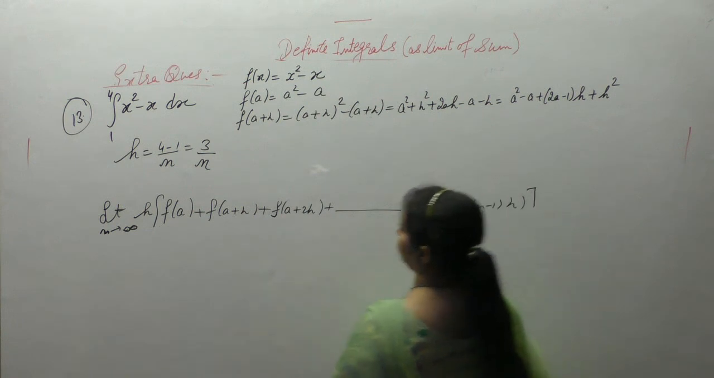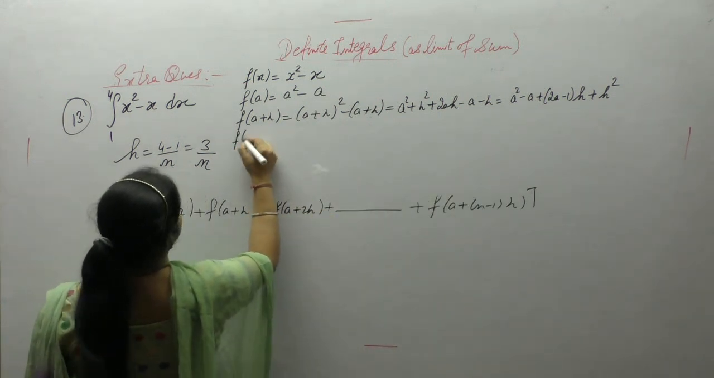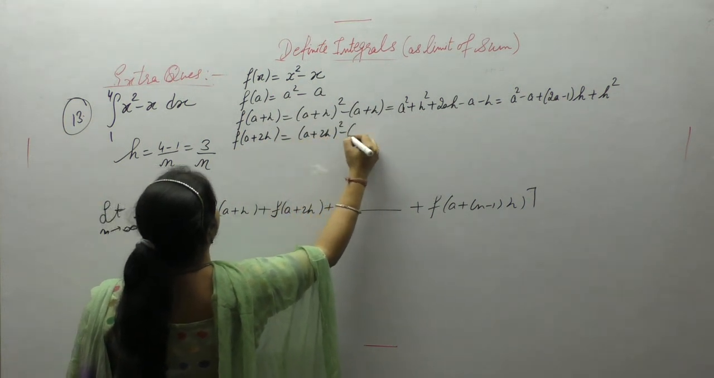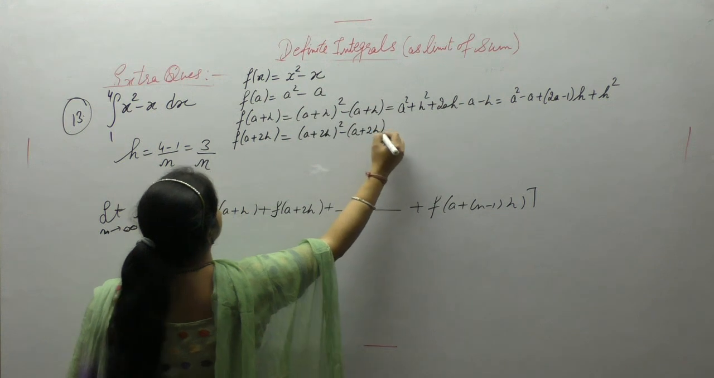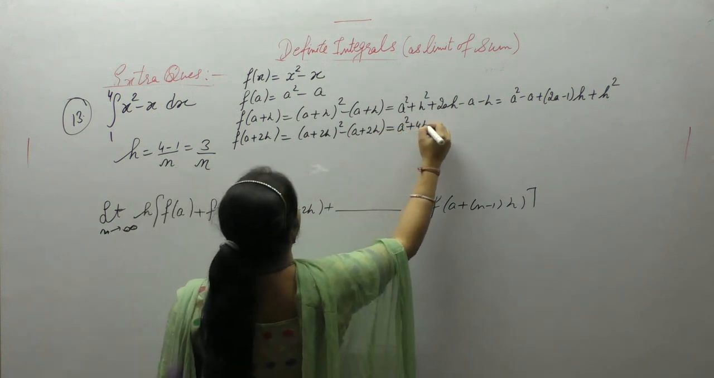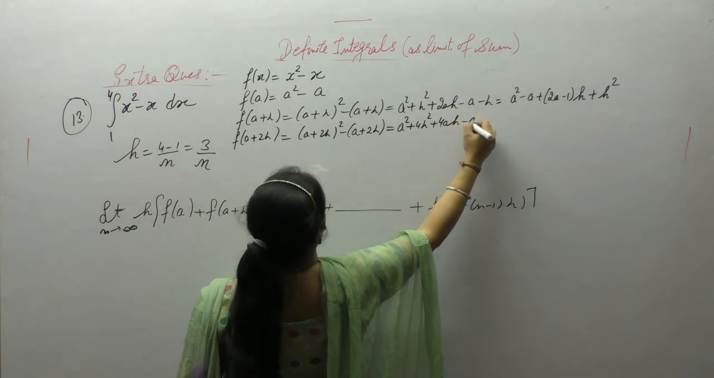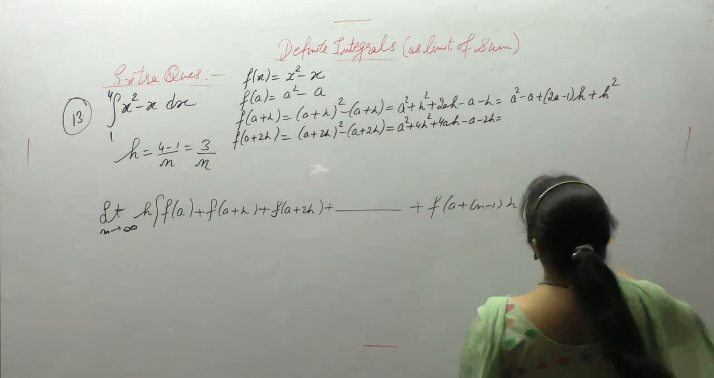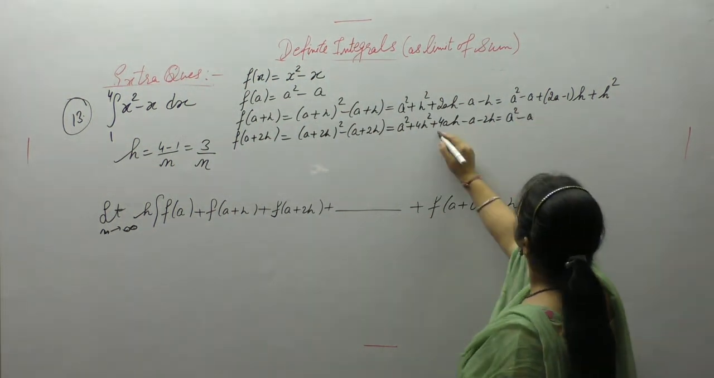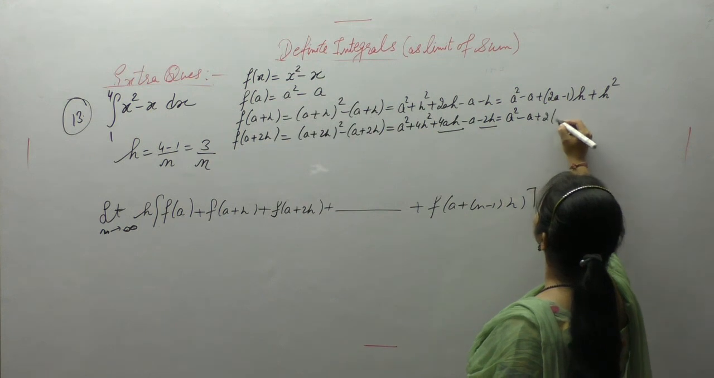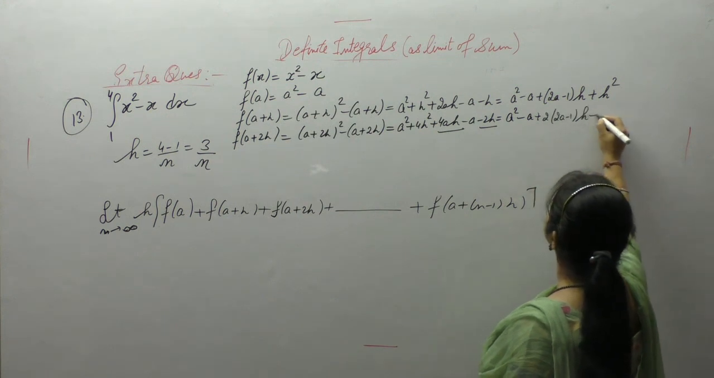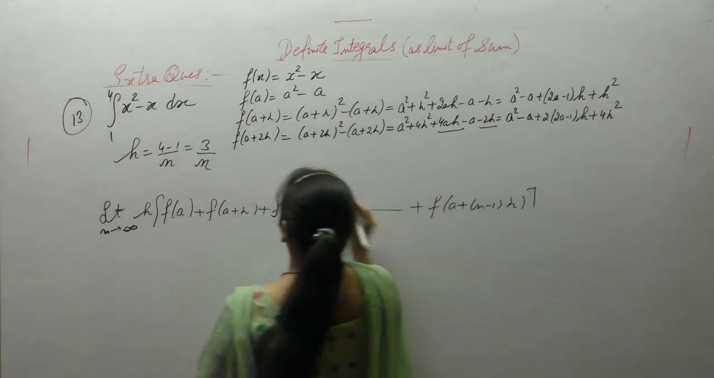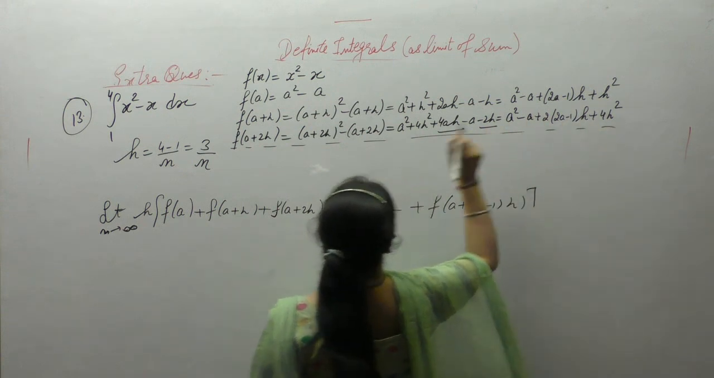Now f of a plus 2h: a plus 2h whole square minus a plus 2h. A square plus b square plus 2ab, minus a minus 2h. A square minus a plus 2 times 2a minus 1 h plus 4h square. Now, and so on up to f of a plus n minus 1 into h.